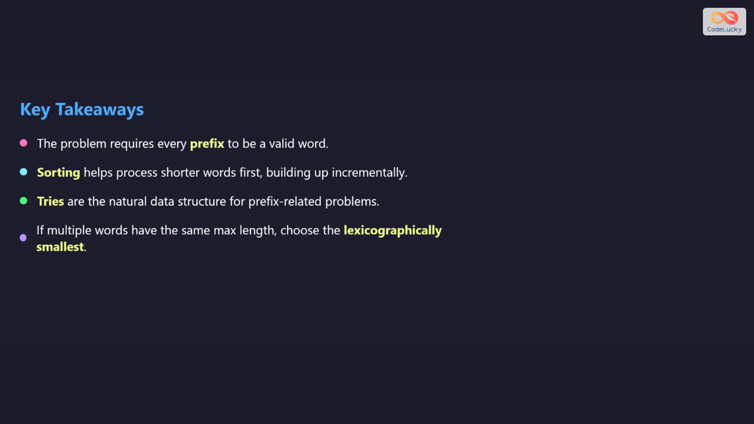To wrap up, remember that this problem is all about validating prefixes. Sorting allows for a simple iterative solution using a set. However, understanding the trie data structure is incredibly valuable for mastering string manipulation questions. Also, don't forget the edge case. If two valid words have the same length, return the one that is lexicographically smaller.